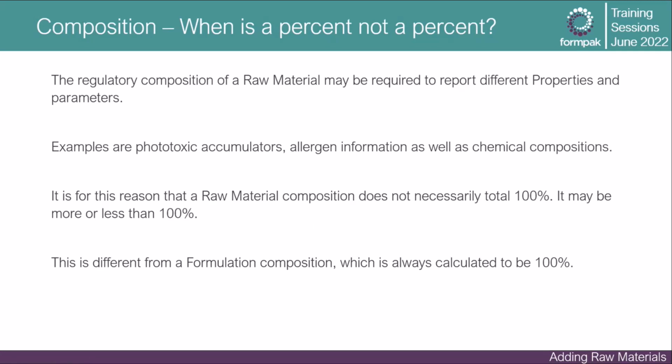So for example, in a formulation, if you have 20 parts of one item and 20 parts of another item and nothing else, both of those items are treated as if they are 50% of the formulation. If it's a raw material that's got 20 parts of one item and 20 parts of another and nothing else, each one of the items is treated as 20%.